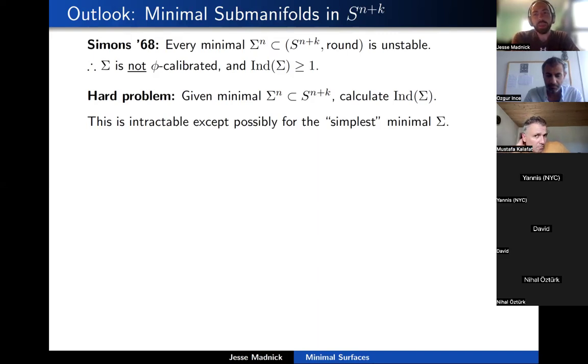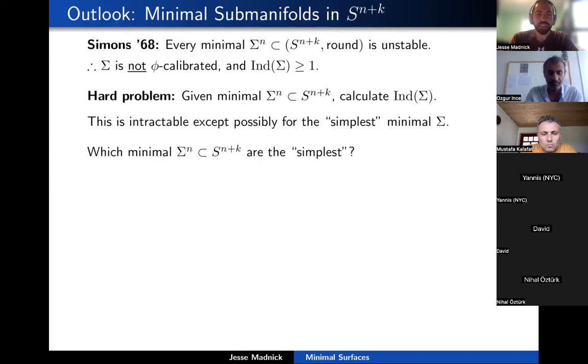So a problem that motivates us throughout the entire lecture series is this: given a compact minimal submanifold in the sphere, calculate its Morse index. In general, when I say hard, I mean this is just impossible. In the vast majority of cases, calculating this number is not feasible at all. Except maybe this is tractable when sigma is sufficiently simple. So maybe in the simplest possible cases, we can do this.